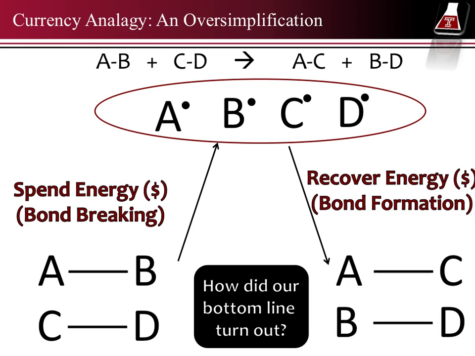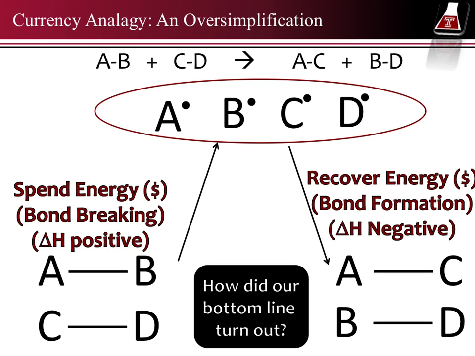Okay, so how did our bottom line turn out? Did we profit or did we lose money? Again, remember, in this case, profit would be a negative number because that's the energy coming out of the system. The answer to this question, we can't get from a generic system. We have to have a real system, and we have to use our bond dissociation energies or enthalpies. Remember, delta H is positive with our initial energy investment, and then delta H is negative when we get energy out to form these new bonds.